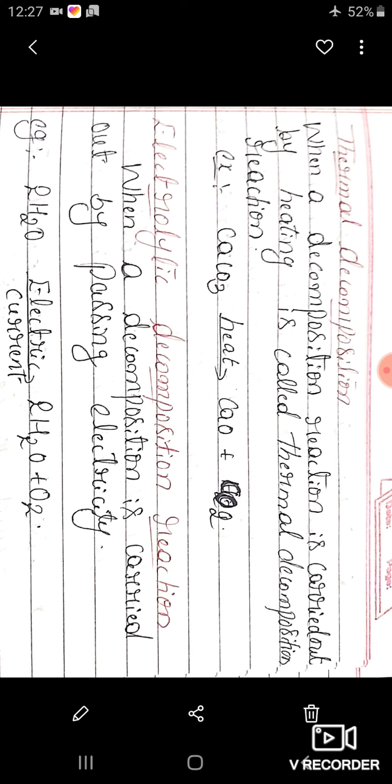And then electrolytic decomposition reaction. It is also one of the decomposition reactions. When a decomposition reaction is carried out by passing electricity, it is called an electrolytic decomposition reaction. For example, when electric current is passed through water, it decomposes and splits into hydrogen and oxygen. That reaction is called an electrolytic decomposition reaction. The electrolysis diagram is very important for your examination, so all of you learn it and draw the diagram carefully.